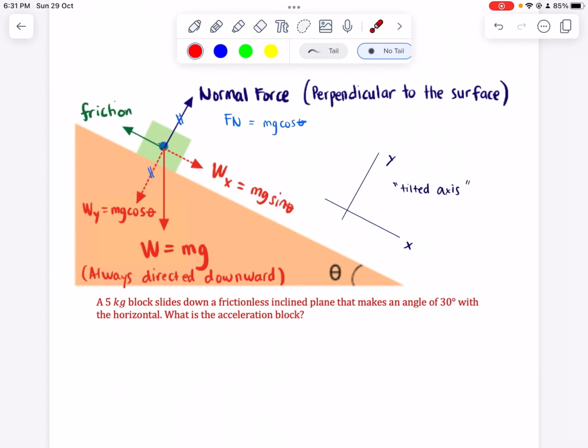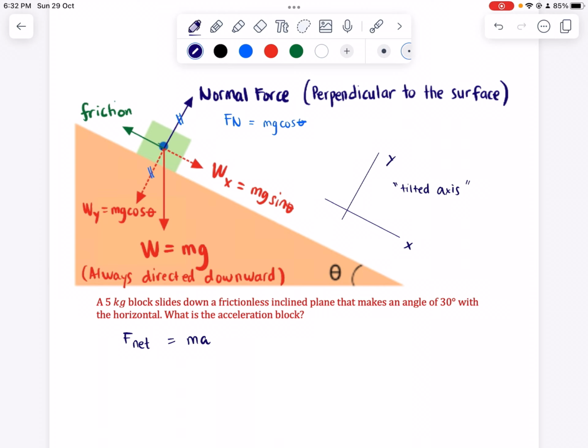So now let us solve this problem. A 5 kilogram block slides down a frictionless inclined plane that makes an angle of 30 degrees with the horizontal. What is the acceleration of the block? So once again, we start with writing Newton's second law of motion. F net is equal to ma.